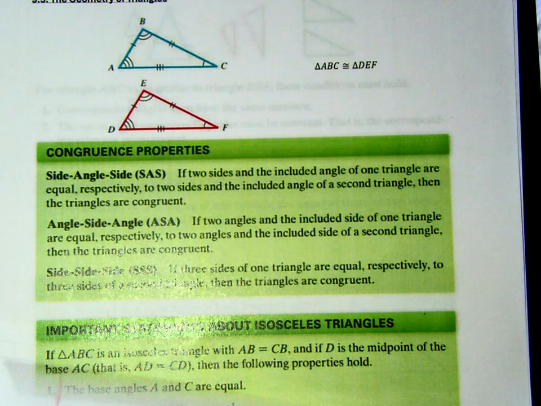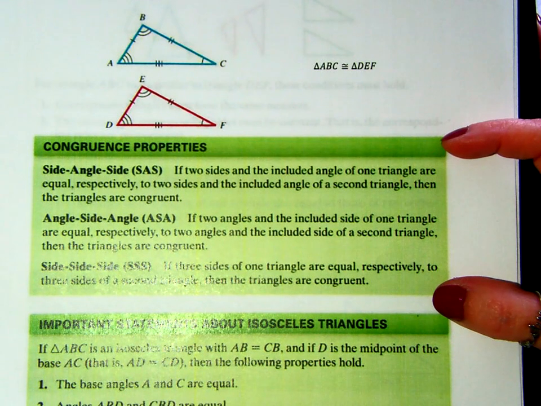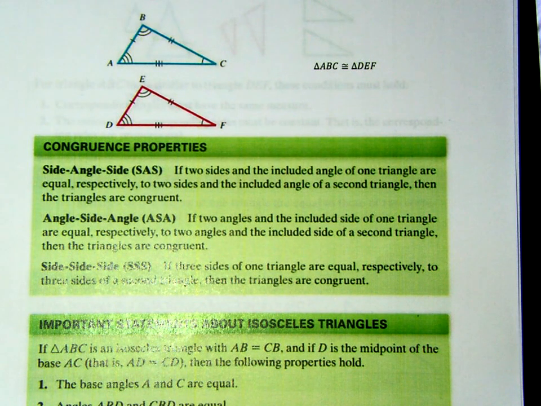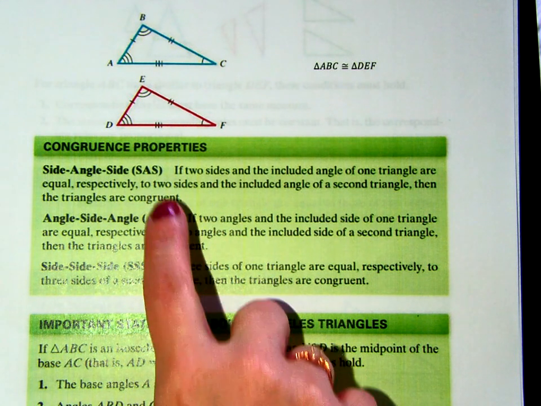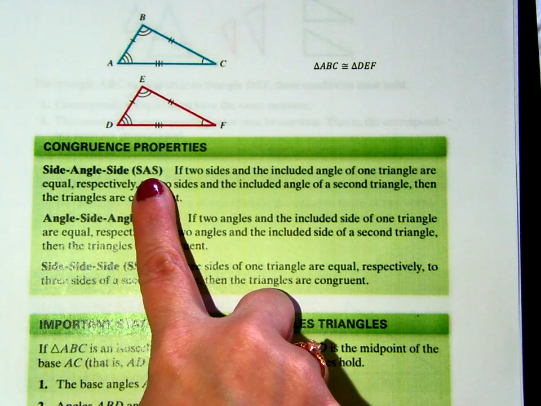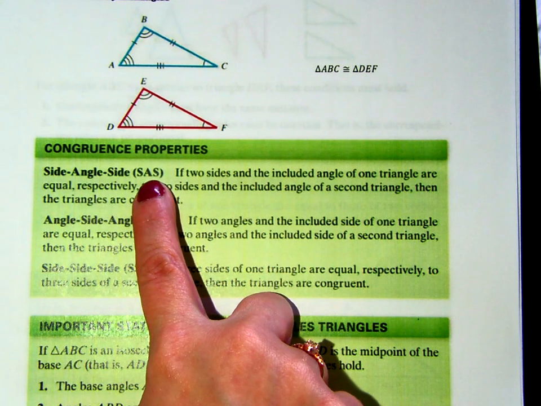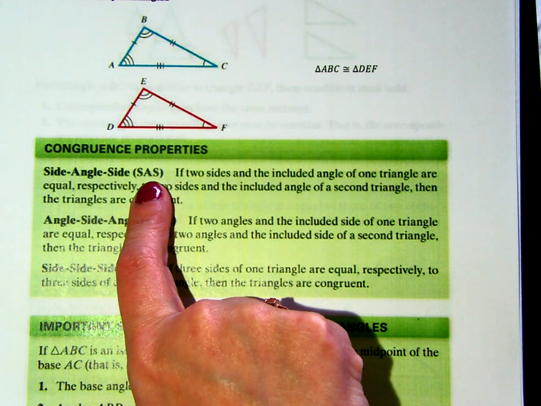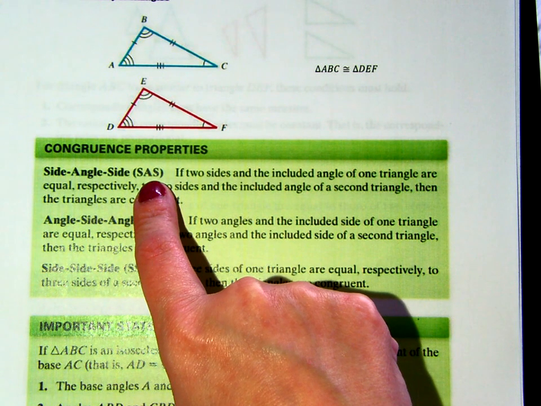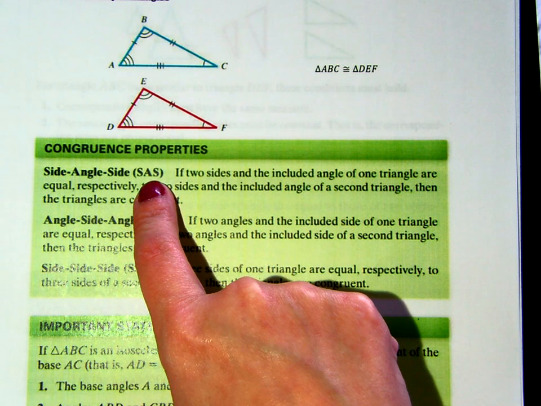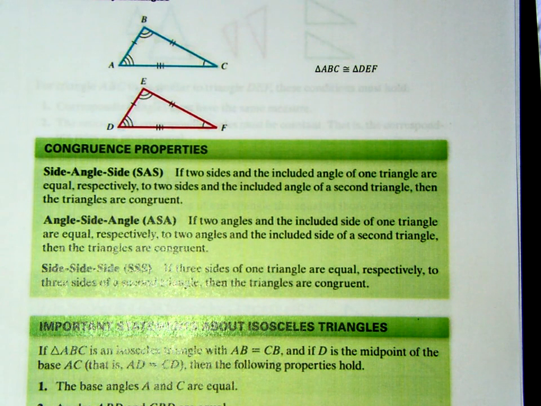And so these in this first box are super important. And if you had geometry in the past, you will have seen these at some point. The first one is side, angle, side. And these shorthand versions next to it are usually how you're going to reference them after you get used to them. But side, angle, side states that if you have two sides and the included angle between them of one triangle is equal to another, then we can say that the two triangles are congruent.